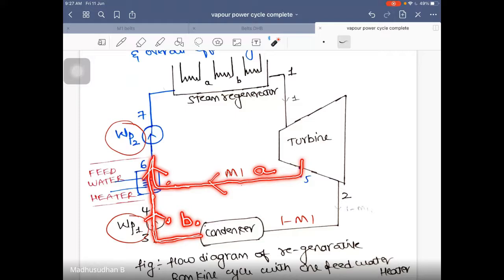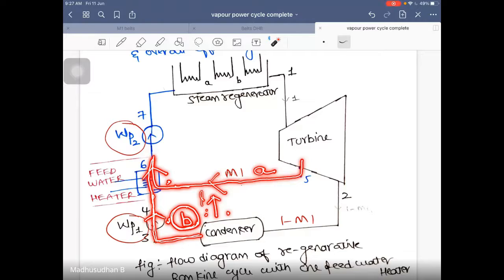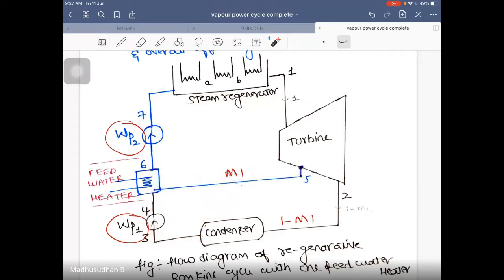Correct? When mixing, will the temperature of this lower temperature fluid be increased? Yes, sir. So this is how you are increasing the temperature of the feed water. Feed water, in the sense, the water which you are supplying to the boiler. Understood?